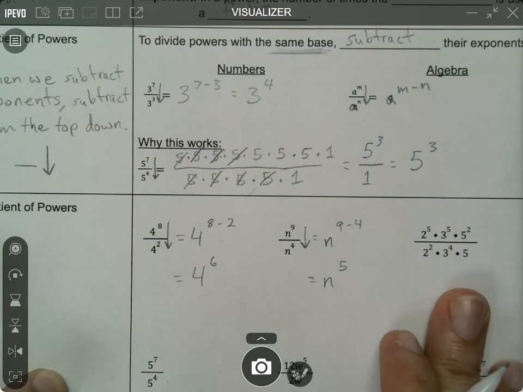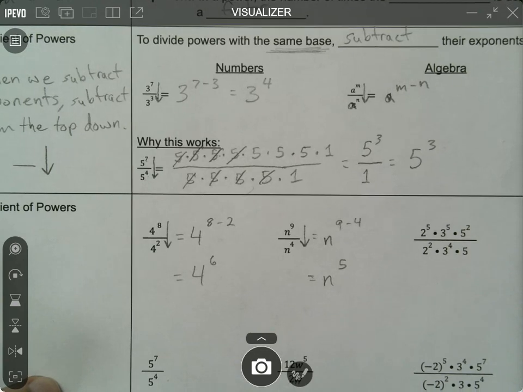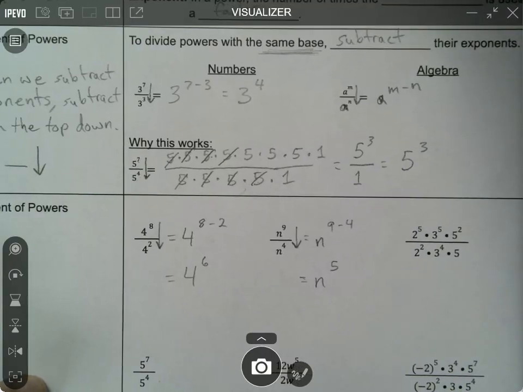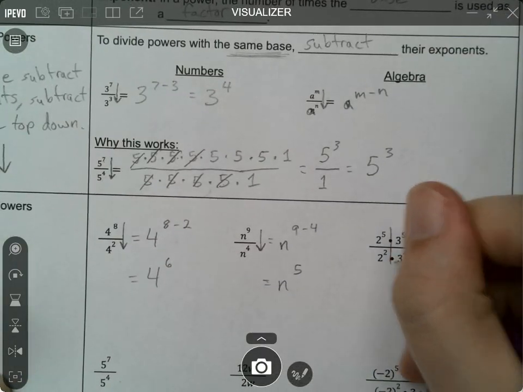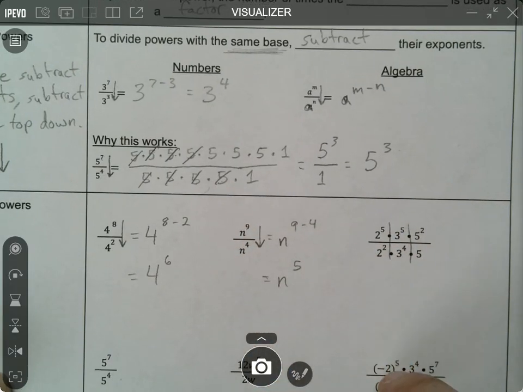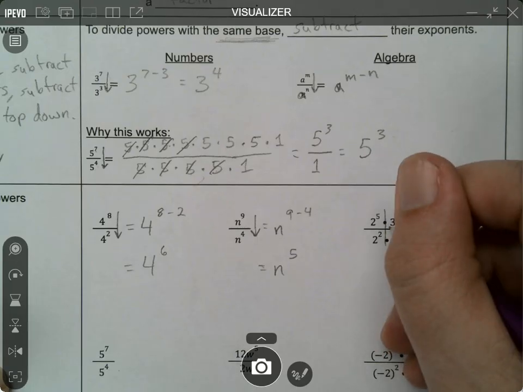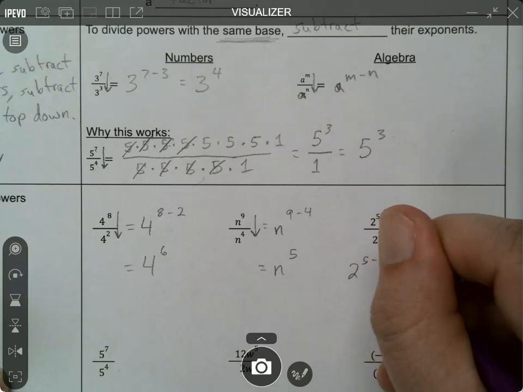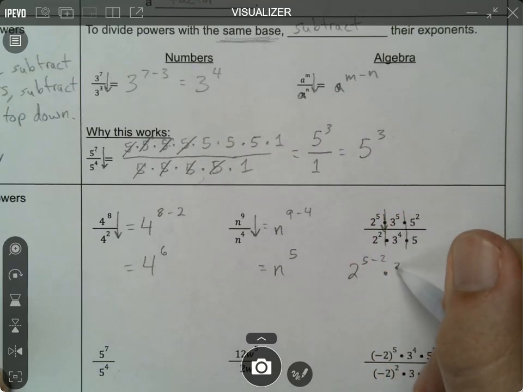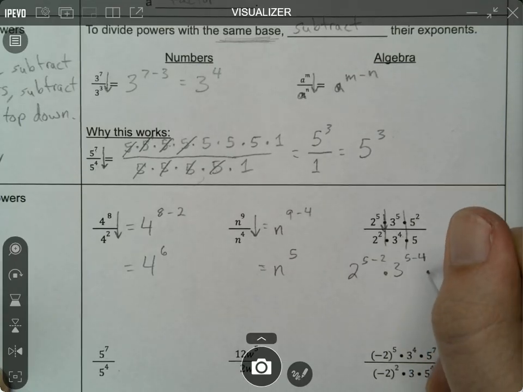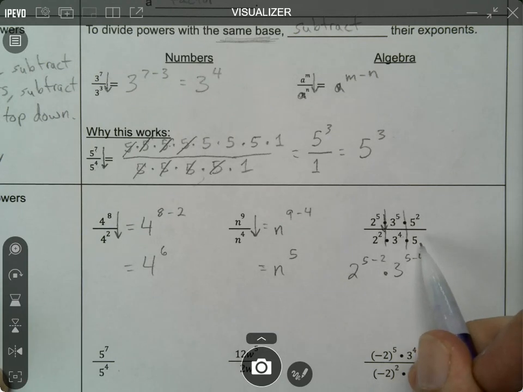Then we get to this next one, right? And it doesn't look that easy. However, if you just understand that these are all kind of separate things here, it's just doing one of these 3 different times, right? So if I subtract from the top down on this first one, I've got a 2 to the 5 minus 2. My 3's would be 5 minus 4. And my 5's, wait a sec, this guy doesn't have an exponent. What's that one mean? It's going to be 1.